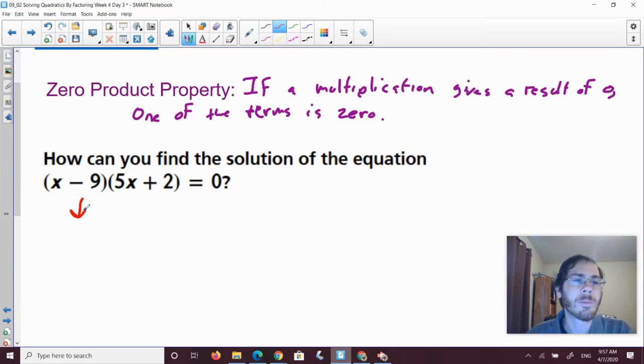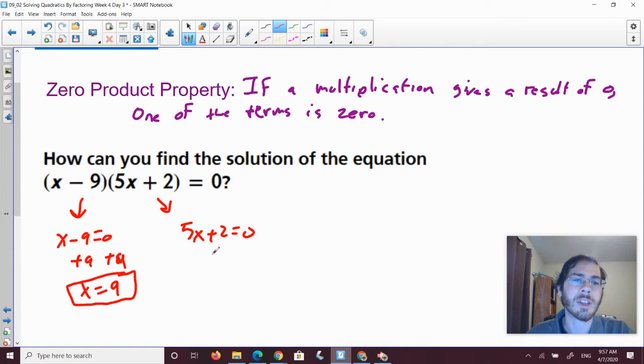So either x minus 9, oops, not x equals 9 yet, x minus 9 equals 0, or 5x plus 2 equals 0. It's one of the two. So we're going to add 9 to both sides here, so solving like we did all the way back in September, to get x equals 9. Here we'll subtract 2 from both sides, so 5x equals 2, divide both sides by 5, so we get x equals 2/5, or if you did it in your calculator, 0.4.